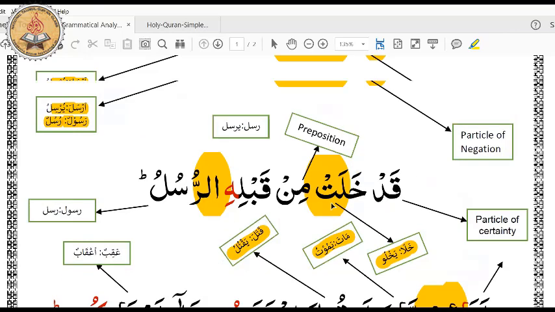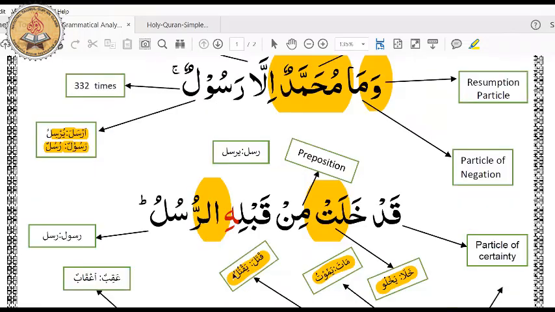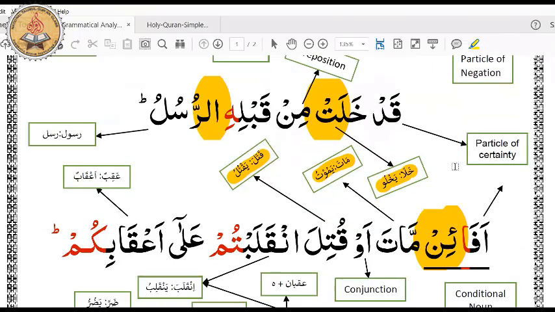This is a common pattern, though the vowel could be changed. It could be a dhamma or fatha, and not kasra, like yuhammidu, or here yursilu, and sometimes yaqtulu. But this ya is a good indication that I am talking about the third person singular, male, in present form. So we come to qatala, yaqtulu. Qatala, he killed, yaqtulu, he kills.